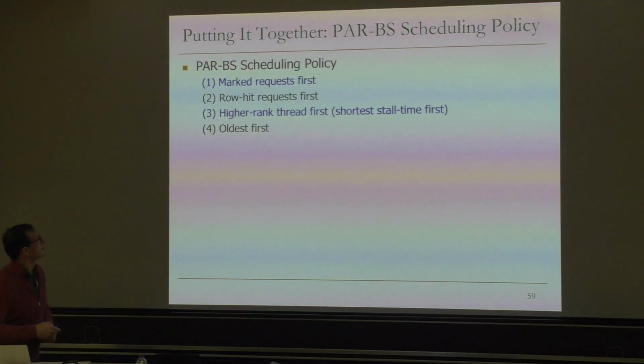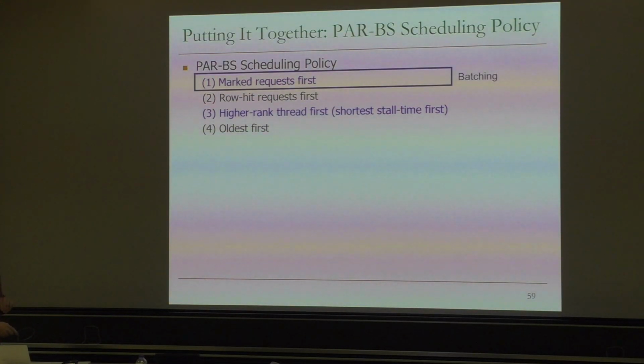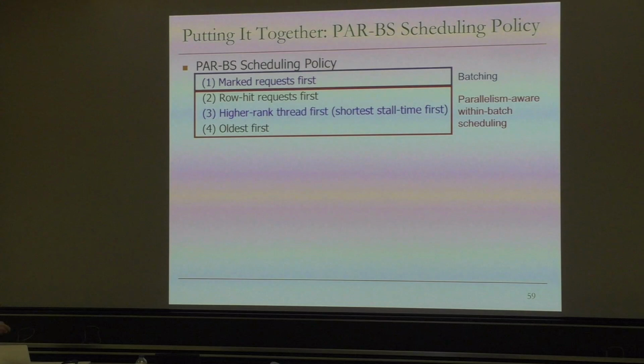Okay. So this is a scheduling policy that you come up with in the end. This is PAR-BS scheduling policy. Actually, there are multiple variants of it in the paper you will see. The first one, marked requests are prioritized over others. That's the batching component. And the other part is parallelism-aware within-batch scheduling.